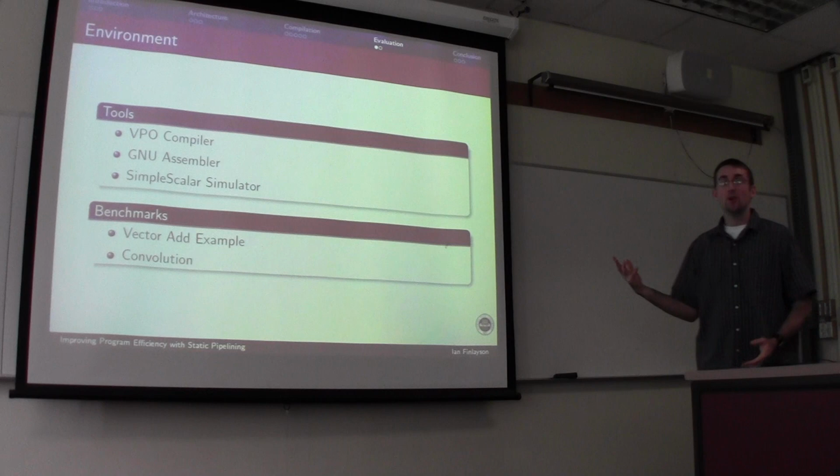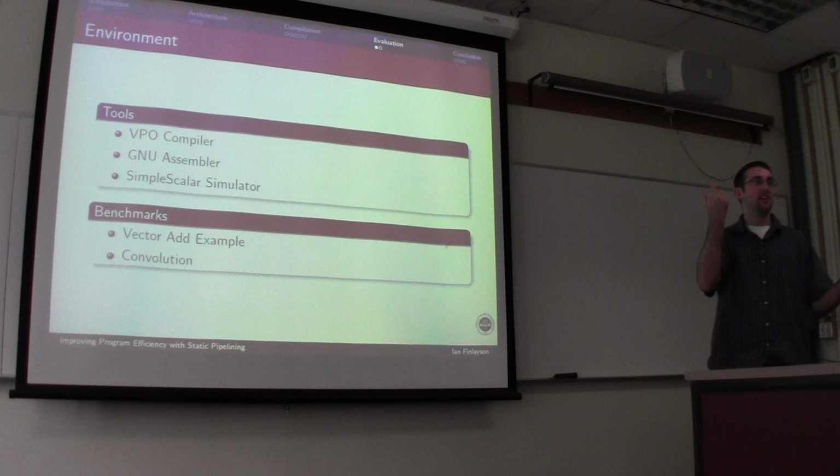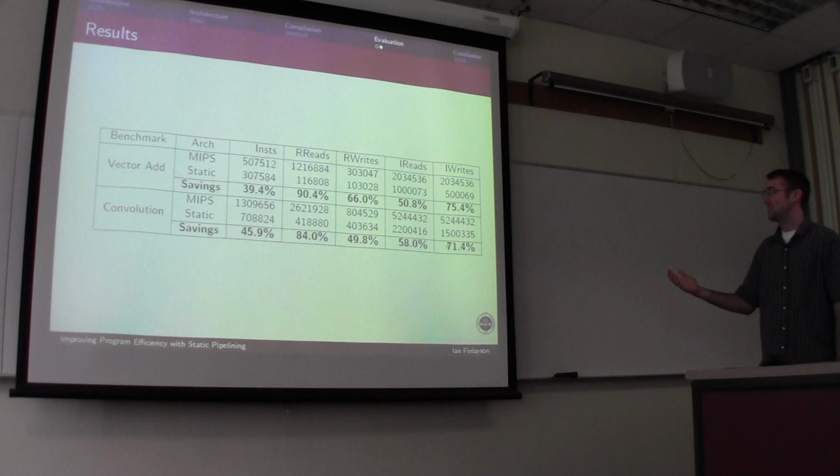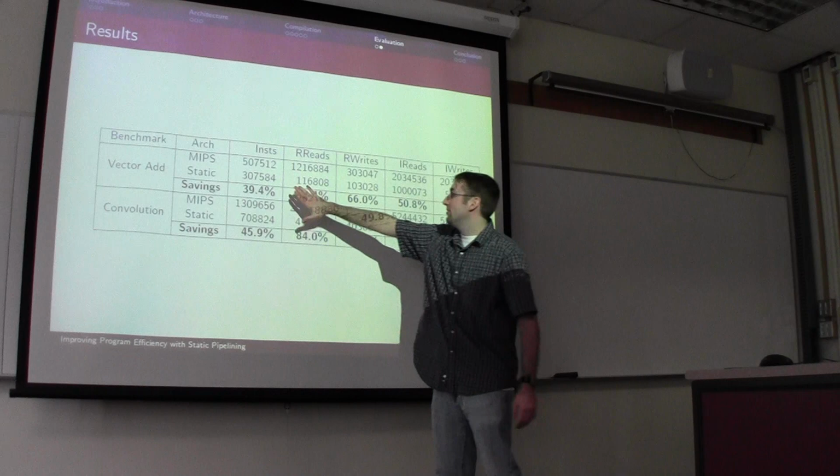So we did the vector add, which was the running example I had where you just add a constant to the array, and also the convolution benchmark from DSP Stone, which is also a very short program. When we compiled and optimized them and ran them through our simulator, these were the results we got. We were able to reduce the number of dynamic instructions by around 40%, so we improved performance by a fair amount.